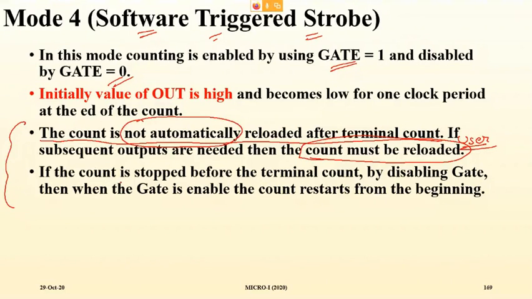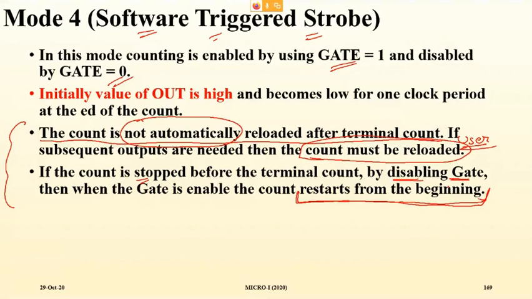And the count can be stopped before the terminal count. Of course, if you disable the gate, you can stop the count. Remember, you can stop the count by making the gate 0. But after that, when you make the gate 1 again, the count restarts from the beginning. It does not restart from where you left, like mode 0. It will start from the beginning.